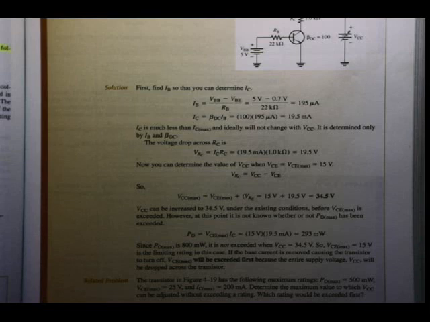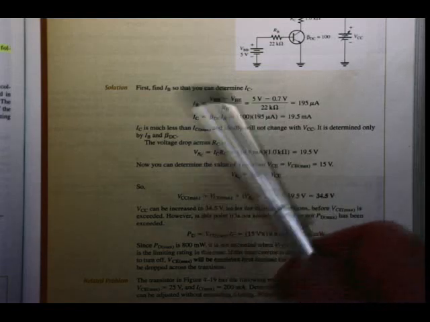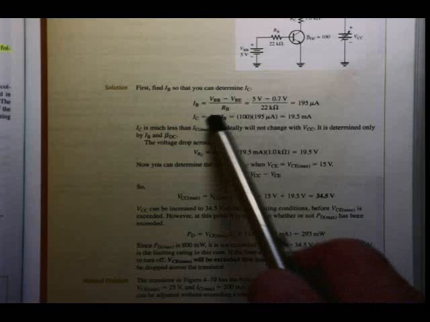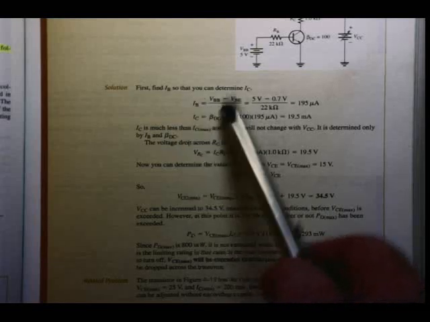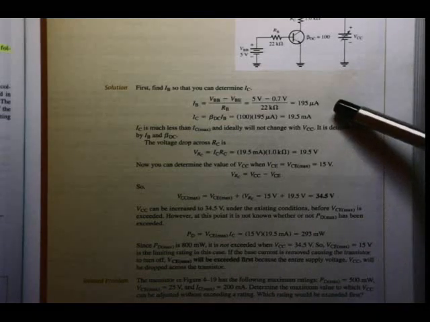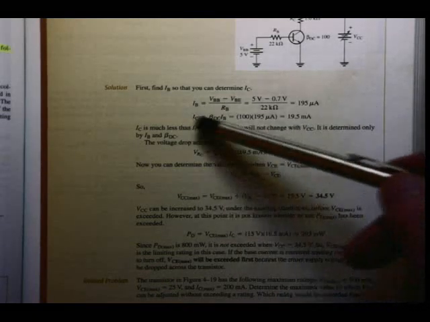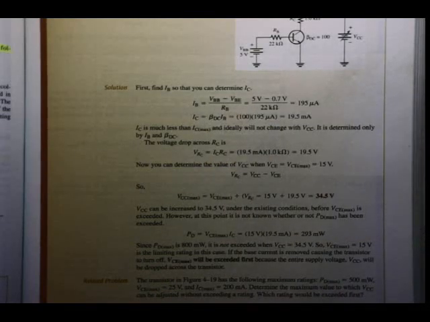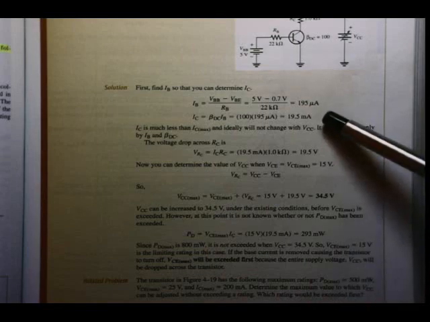Firstly, using the formulas that we've learned earlier, I will determine IB so that I can determine IC. IB, by a combination of Kirchhoff's laws and Ohm's laws, is VBB minus VBE over RB, which is 195 microamps. Then IC, which is the ratio of beta, IC divided by IB, so IC is beta times IB, 19.5 milliamps.